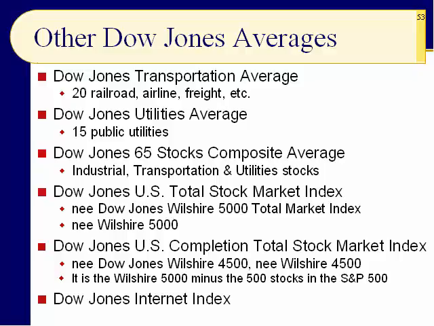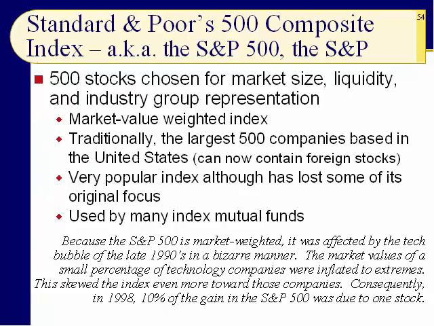And the Dow Jones Internet Index, I include that because it is an interesting case example. It came out, I think, in 1999, right before the internet bubble burst, and promptly lost 96% of its value. Talk about bad timing.